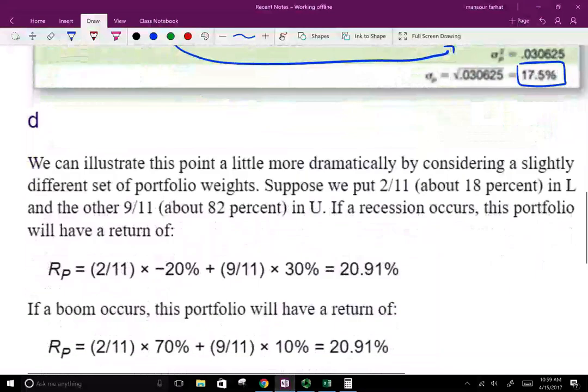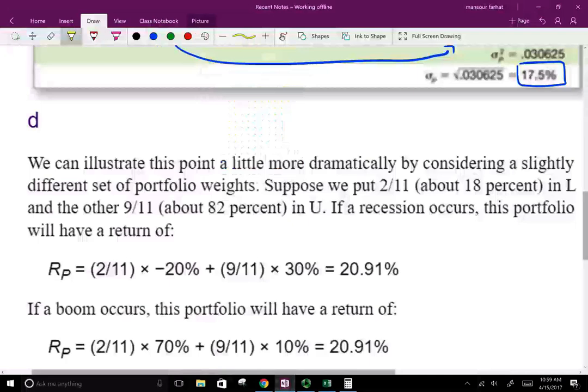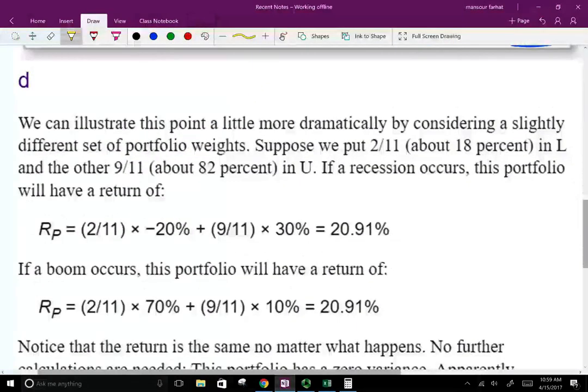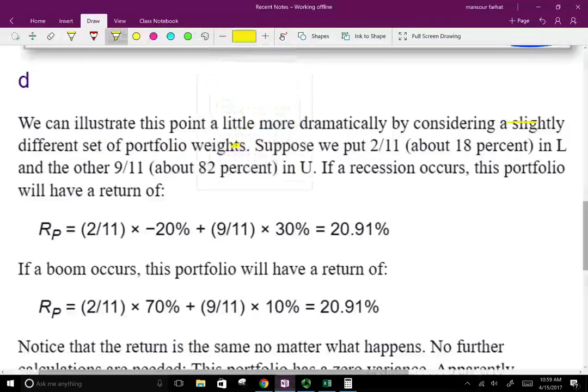Okay. We can illustrate this point, which is the point of having a portfolio, and with a portfolio you have less risk because the standard deviation goes down, by considering a slightly different set of portfolio weights. Now we're going to change the portfolio weight, and I'm going to show you what's going to happen under those circumstances. It's very interesting. This illustrates the importance of, or the benefit of having a portfolio.